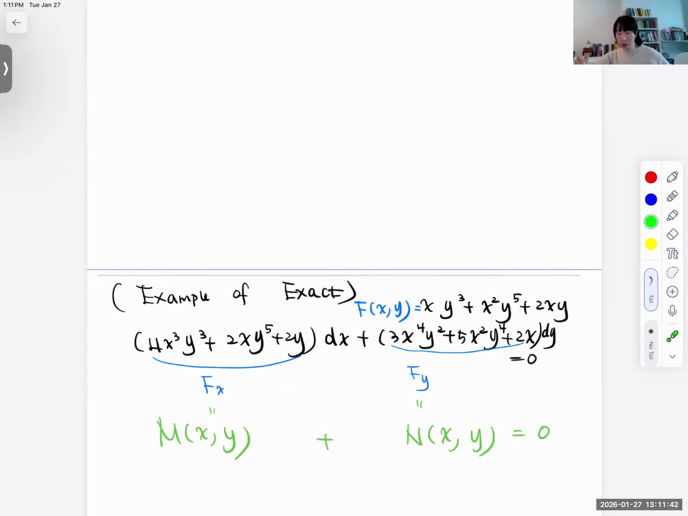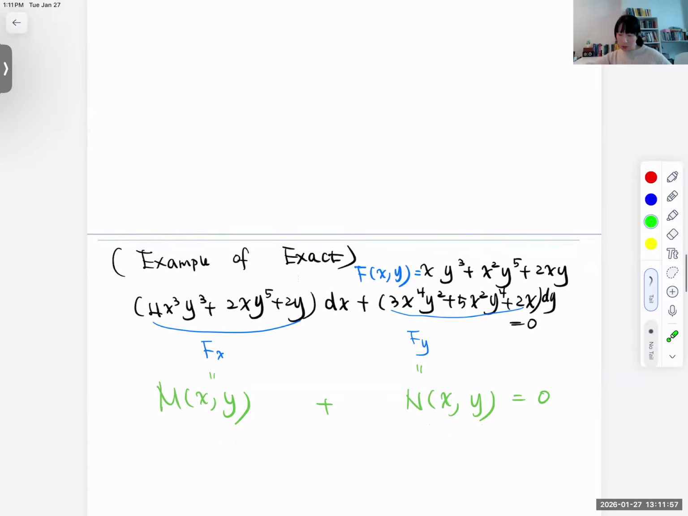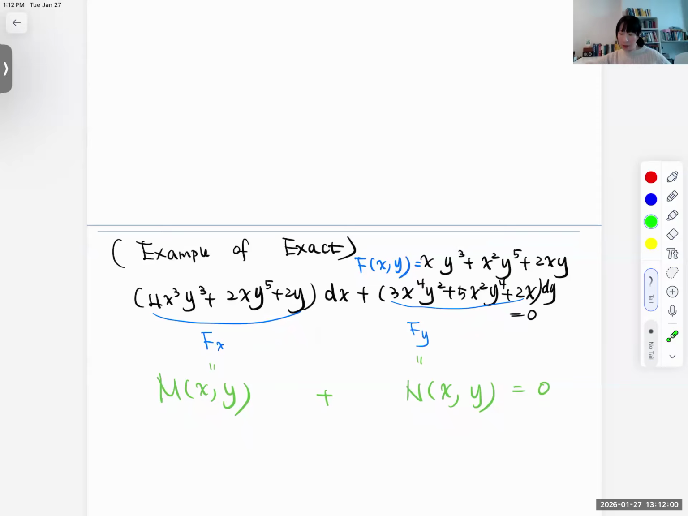So, an example of an exact equation. We have the function, and this one dx, that one dy equal to 0, right? This is what we just did earlier, right?